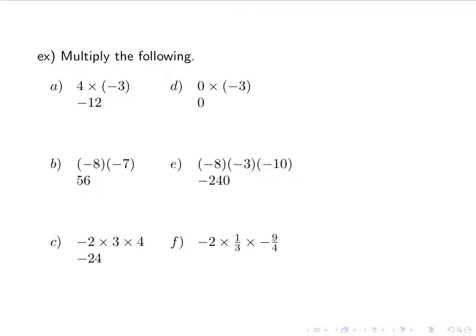Negative 2 times positive 1/3 times negative 9/4. There are two negative signs, so our answer is positive. And then if I multiply them out, if I simplify, I can cancel out a 3 there, and I can cancel a 2 there, and I'm left with positive 3/2. Positive 0.2 times negative 0.24. There's one negative, so our answer is negative. 2 times 24 is 48, and then there are three decimal places, so we get negative 0.048.